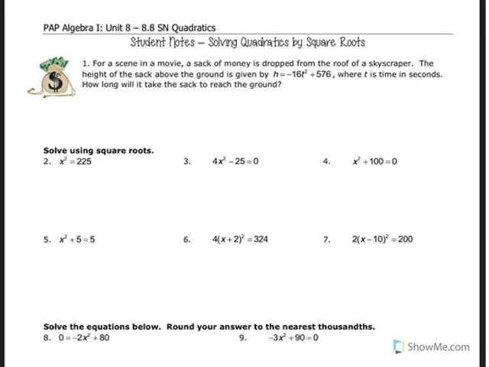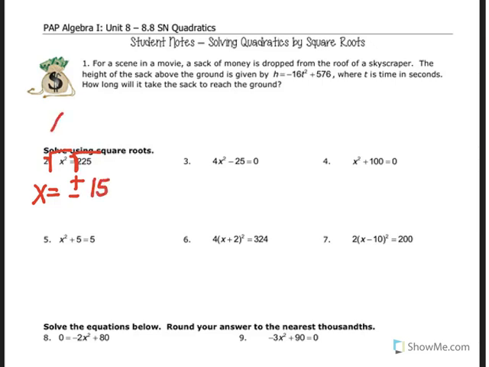We want to solve using square roots. In this lesson, our goal is to get the x squared isolated by itself on one side of the equation. So this starting problem is really nice because it's isolated already. We're going to take the square root of both sides, and the square root of x squared is x, and our solution is going to be plus or minus 15.